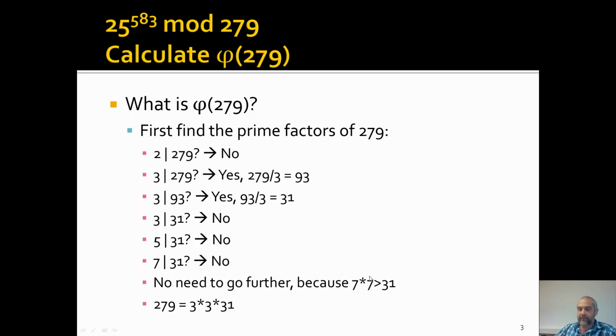So 279 itself is not a prime number. 279 itself is not a power of a prime number. It's not like 5 to the power 6, for example. But it's a combination of 3 values. Our property of the Euler function uses 2 values. So the second property says the phi of A times B is phi A times phi B if A and B are coprime. So we have to try to find this A and B.